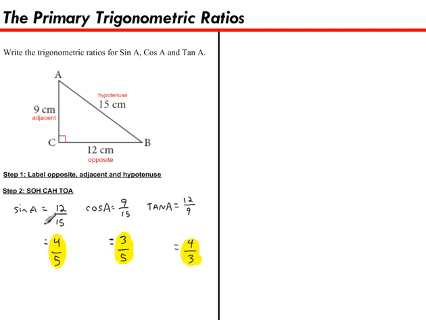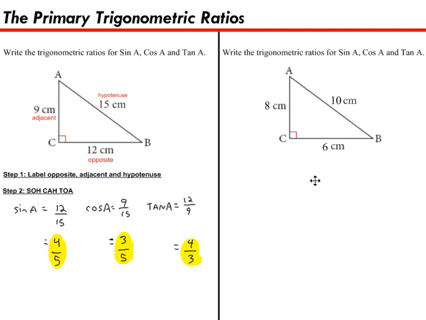So when you're first learning how to use sine, cos, and tan, try and remember this acronym, SOHCAHTOA. It's very helpful. Sine is opposite over hypotenuse, cos is adjacent over hypotenuse, and tan is opposite over adjacent. Okay, let's get you to try a practice problem over here. Let's get you to write the trigonometric ratios for sine A, cos A, and tan A for the following triangle. And here it is. Okay, so try that one out on paper and I'll post the solution when you're ready.